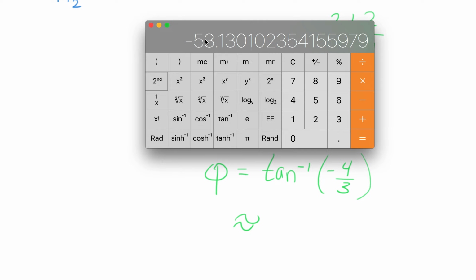But negative 53 will be your degrees. Now, if you want to know what's the angle in the positive direction, just add 360 to your answer. So 306 is the angle between those two lines, 306 degrees.